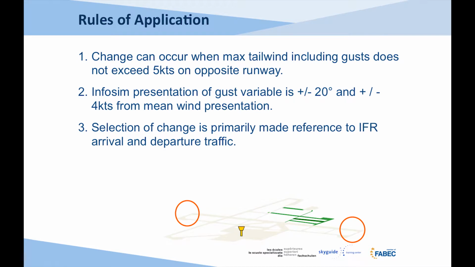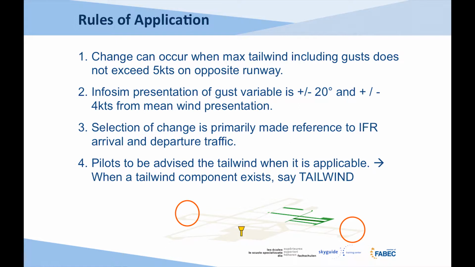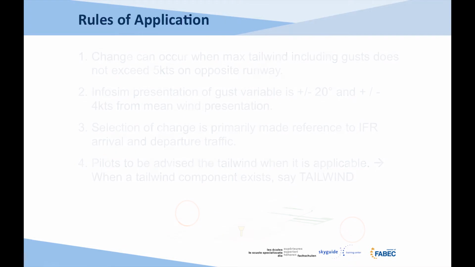Keep in mind that the selection of the runway change is primarily made in reference to your IFR arrival and departure traffic. Regarding phraseology, remember that you have to include the word tailwind in your wind statement if there is any tailwind component. For example, Swiss 246, tailwind 140 degrees 3 knots, runway 32 clear to land.